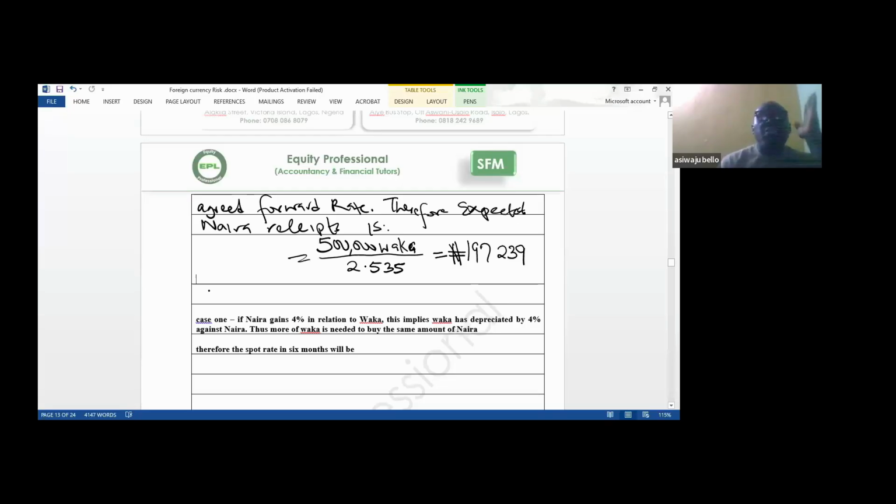That is the hedge receipt. That means as of today, our company based in Nigeria, we know the Naira amount we are going to get in 6 months' time, regardless of fluctuation in exchange rate. Our hedge receipts in Naira is equal to 197,239.